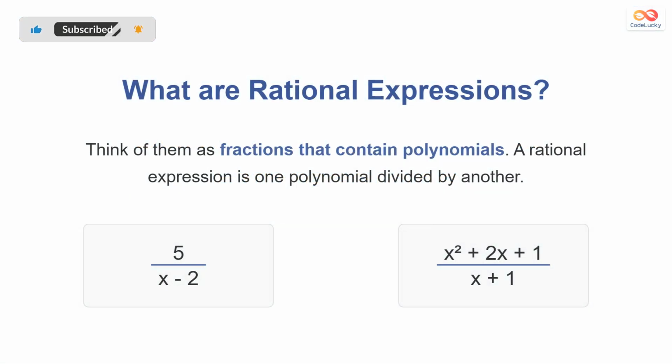So, what exactly are we working with? A rational expression is really just a fraction that has a polynomial in the numerator, the denominator, or both. For example, you might see something simple like 5 divided by the quantity x minus 2, or something more complex like x squared plus 2x plus 1, all divided by x plus 1.